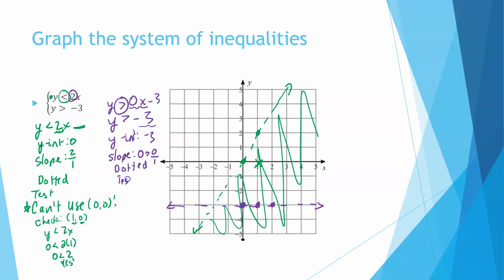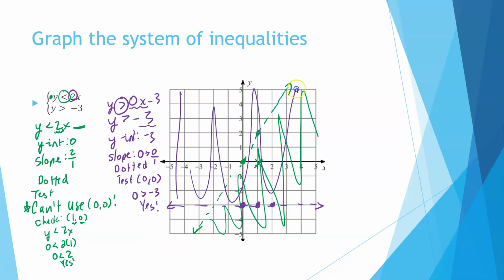I can test my favorite point 0, 0 because it's not on that line. So I say, is 0 greater than -3? And yes, it is. So I would shade this direction.